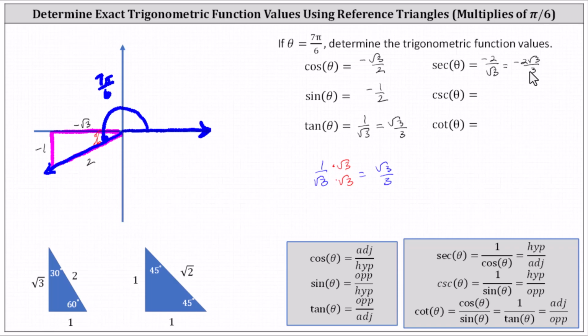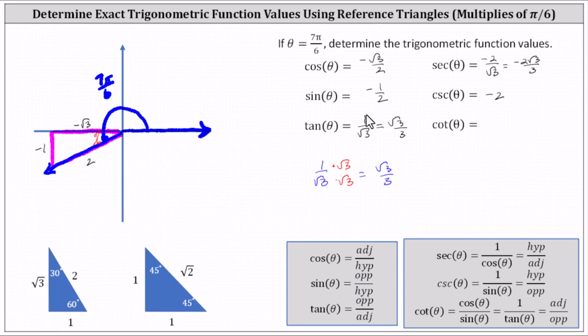The cosecant function value equals the reciprocal of the sine function value. The reciprocal of negative 1 divided by 2 is negative 2 divided by 1, or negative 2, or using the reference triangle, cosecant 7 pi divided by 6 equals the ratio of the hypotenuse to the opposite side, which still gives us negative 2. And finally, the cotangent function value equals the reciprocal of the tangent function value.